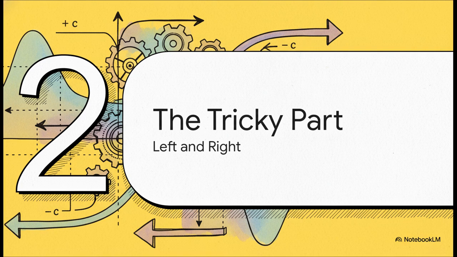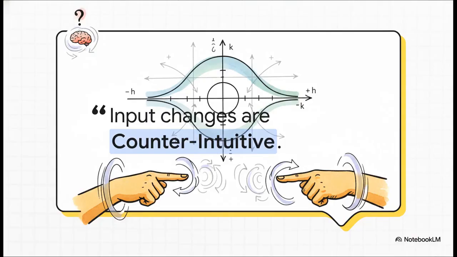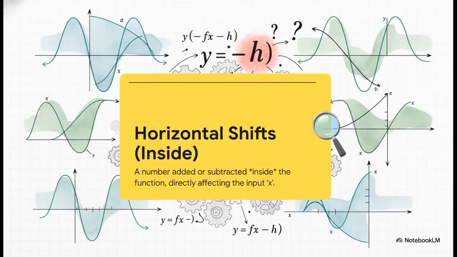All right, we've got the easy one down. Now we've got to tackle the tricky one. This is the one that trips up almost everybody when they first see it. We're talking about horizontal shifts. This right here is the single most important thing you need to remember. Just burn this idea into your brain. Whatever is happening inside the parentheses with the x, it does the exact opposite of what you think it should do.